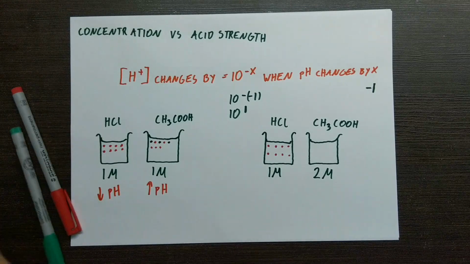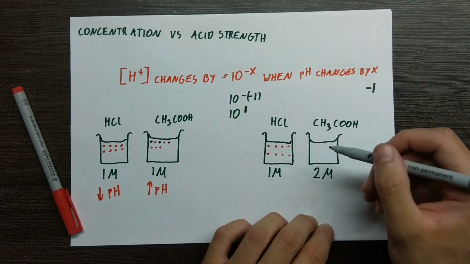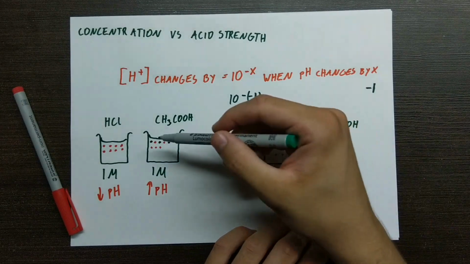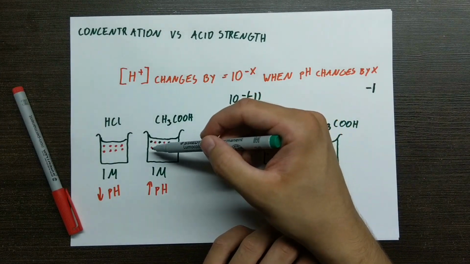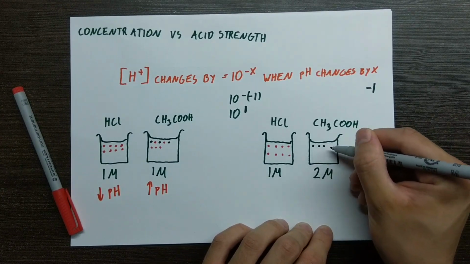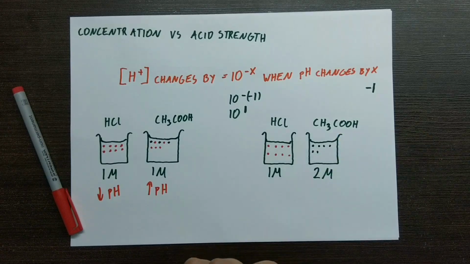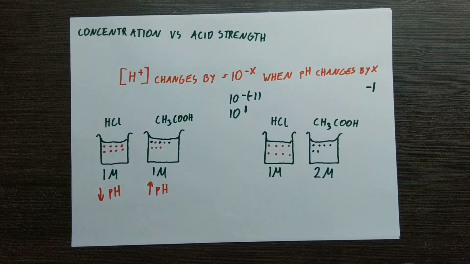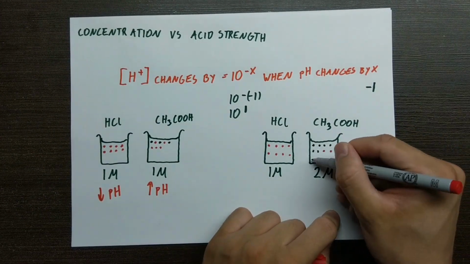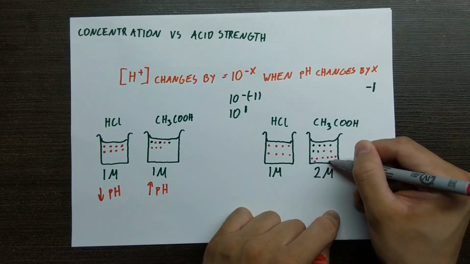However, what happens here? We have twice the concentration. So here we have double the total amount of molecules. So here we have 3 green ones and 5 red ones. So here we have 6 green ones and we have 10 red ones. 1, 2, 3, 4, 5, 6, 7, 8, 9, 10.